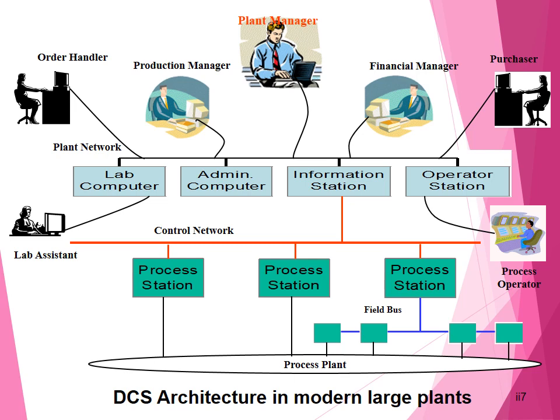Now these things are processed and it is taken to the control network. This control network gives information to the stations like lab computer, admin computer, information station, operator station, etc. From the bus, that is plant network, all the users are getting their data.